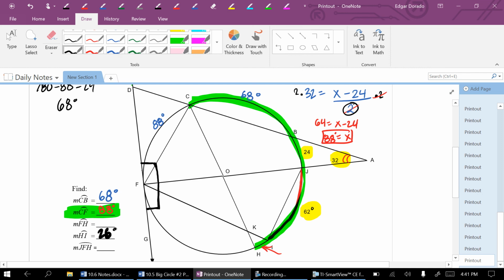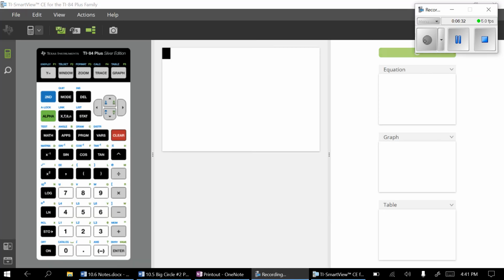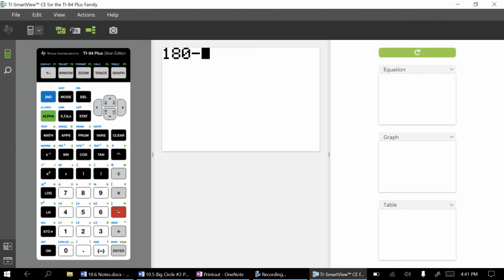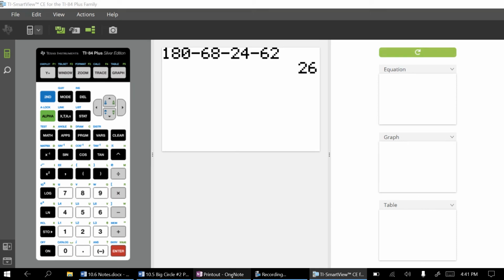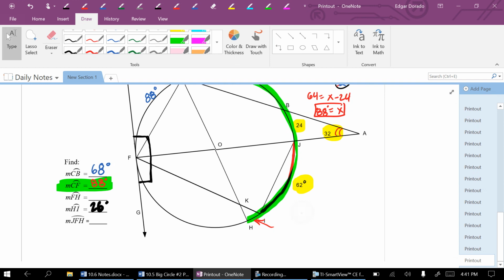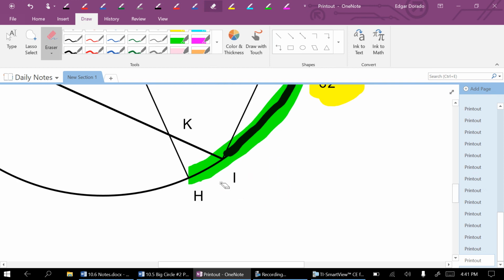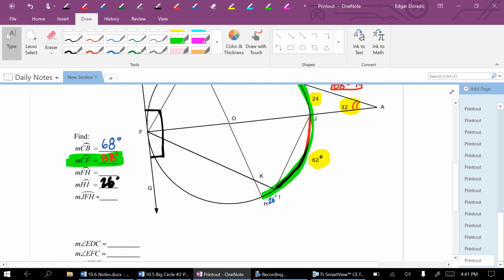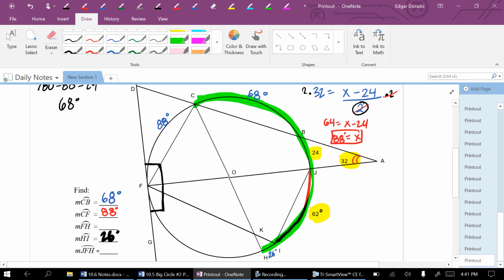Okay, and actually, let me go ahead and pull up my calculator so we can check that. Okay, so here's my calculator, guys. Let's go ahead and check that real quick. 180 minus 68 minus 24 minus 62 gives me 26. Okay, so we were correct, guys, so let's keep going there. So the measure of arc HI is going to be 26 degrees. All right, cool. We're getting somewhere, guys. We're getting a lot of these arcs now, and trust me, guys, once we find all the arcs, the angles get much, much easier.